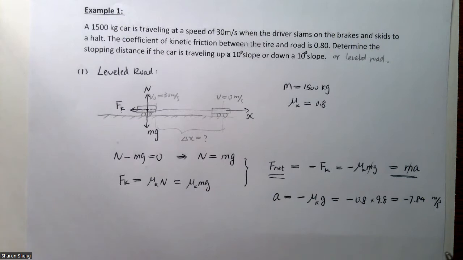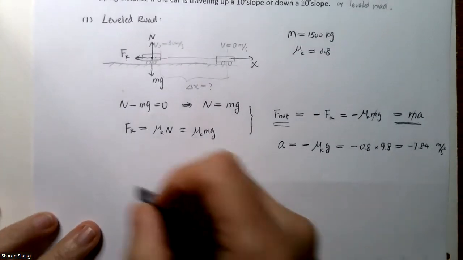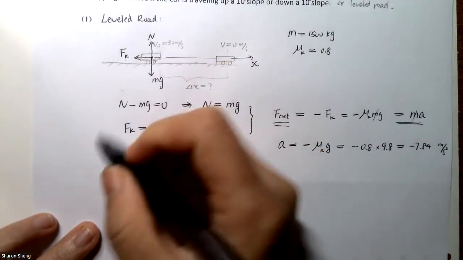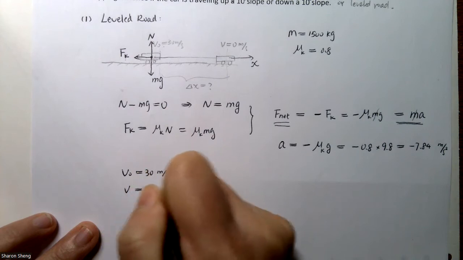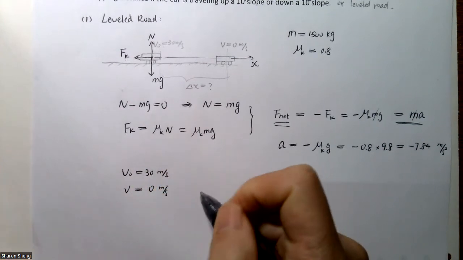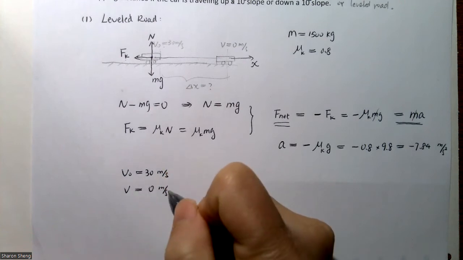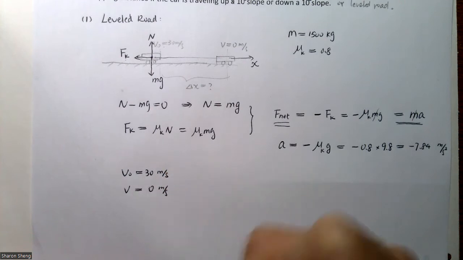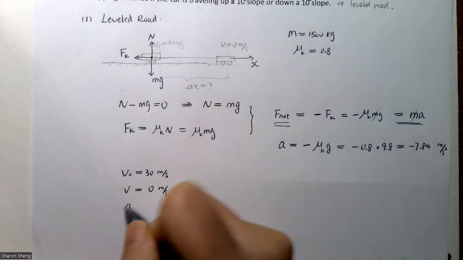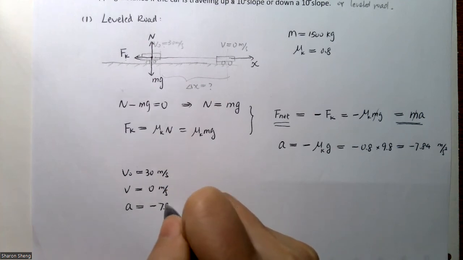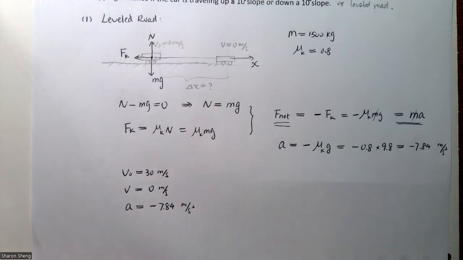Now the problem turns into a kinematics problem, what we did in chapter 4. So what do we have here? We know the initial velocity, v sub 0 equals 30 meters per second. Final velocity equals 0 because it fully stops. And we want to know, when it stops, what is the total distance? What is the displacement that the car moves? And don't forget we have the acceleration here: negative 7.84 meters per second squared.